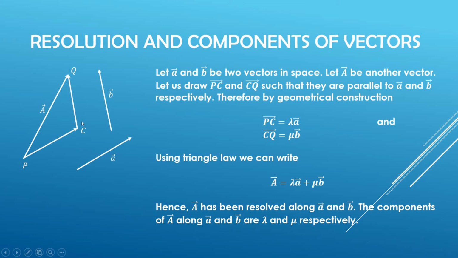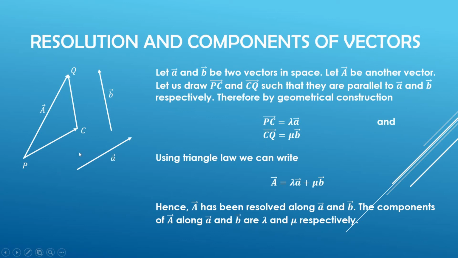Okay. Can you just realize what type of this is? Just now we have read about this. This is the triangle law of vector addition. So if a vector PC is drawn parallel to the a vector, then PC vector can be written as lambda times a vector, where lambda is a scalar quantity.